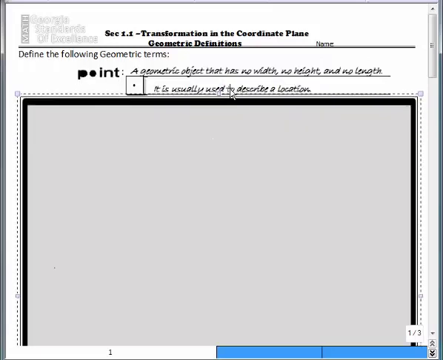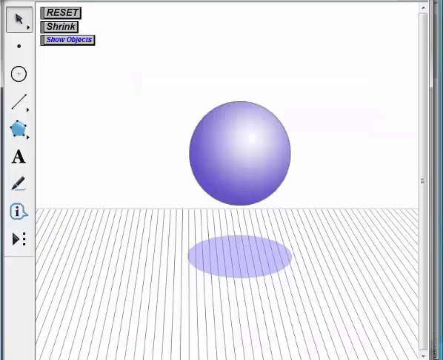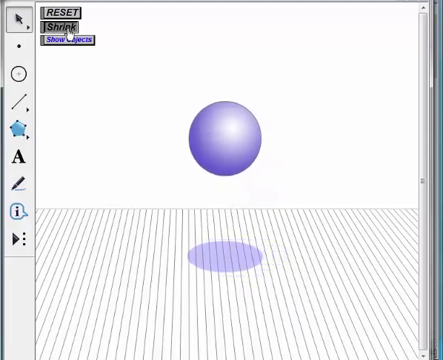A point is a geometric object that has no width, no height, no length, and it's usually just used to describe a location. It's an undefined term, but a point we usually draw as some sort of sphere or dot, but really it's supposed to be infinitely small in every direction. It would go all the way down to nothing and just describe a single point and location. So it honestly would not be visible, so we draw it a little bit bigger so that we can see it.